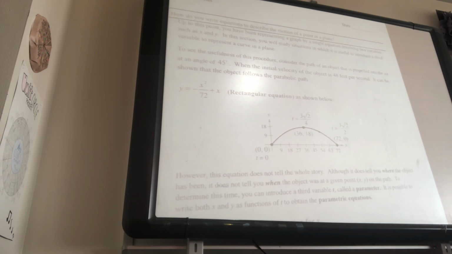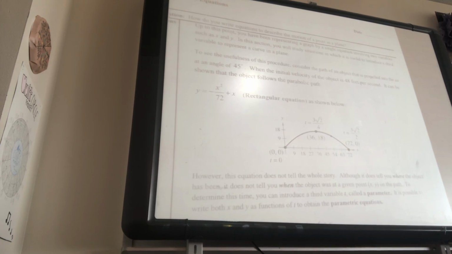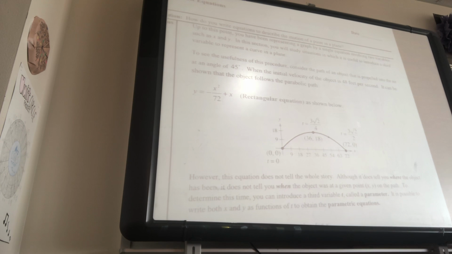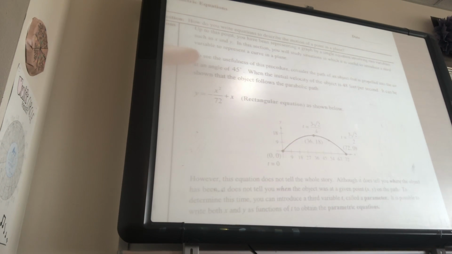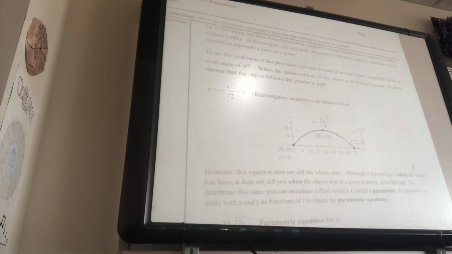I'm a teacher. All right, so what I want for you to do, please, on your notes, read everything above example 1. Take a few moments and read everything above example 1.